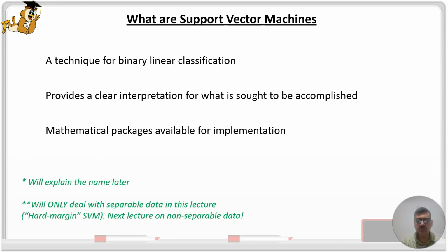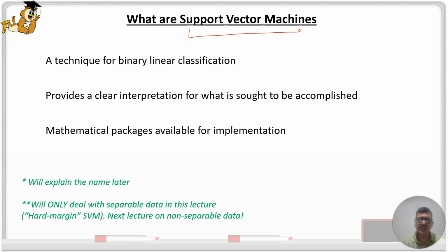Now, I will explain this name later, support vector machines. This is a fairly peculiar name. I will explain why this name comes about once we are at the end of our lecture.